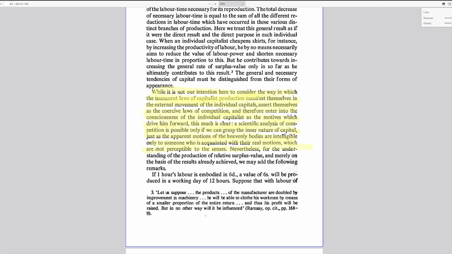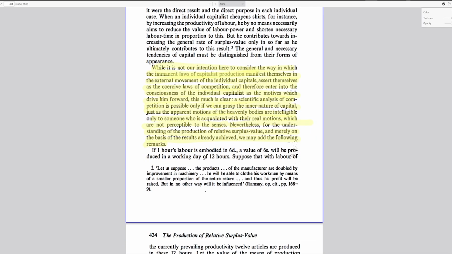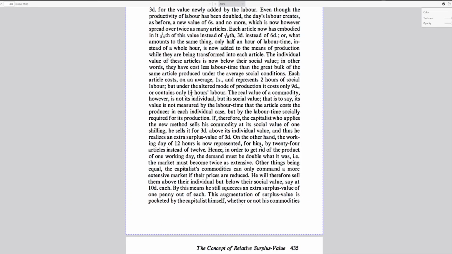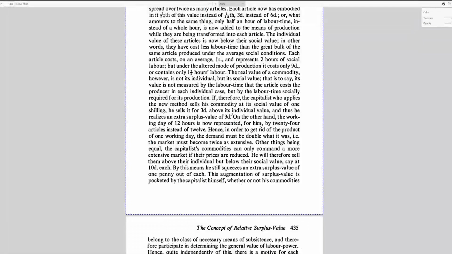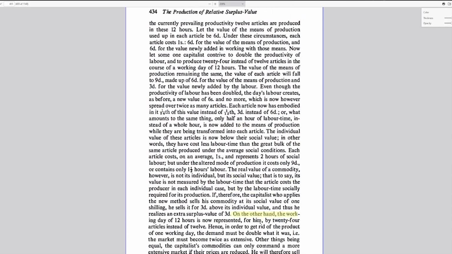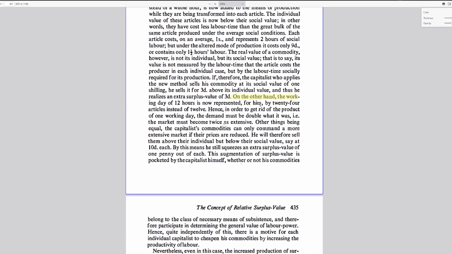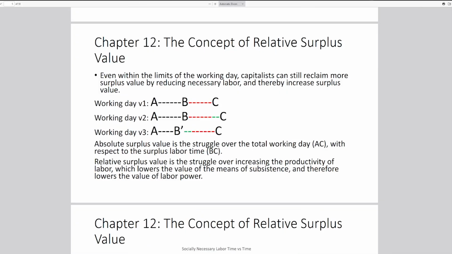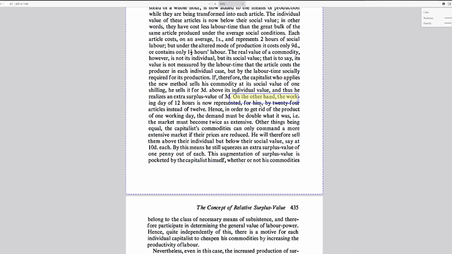Nevertheless, for the understanding of the production of relative surplus value, and merely on the basis of the results already achieved, we may add the following remarks, and then some more diatribing and thought experiment, which I kind of want to jump to the end here. So I think, to summarize this section real fast, he's walking through this case study, right? Or like an example of this happening, this shortening of the necessary labor time and thus extending the surplus labor time.